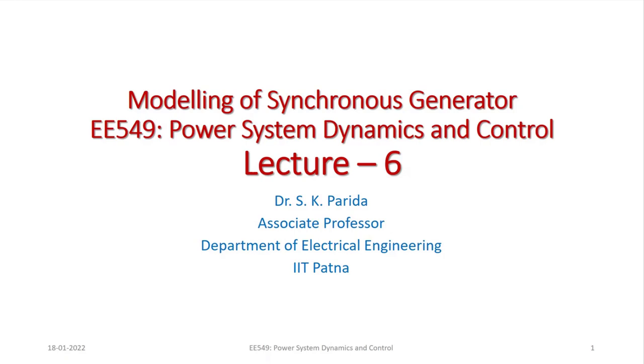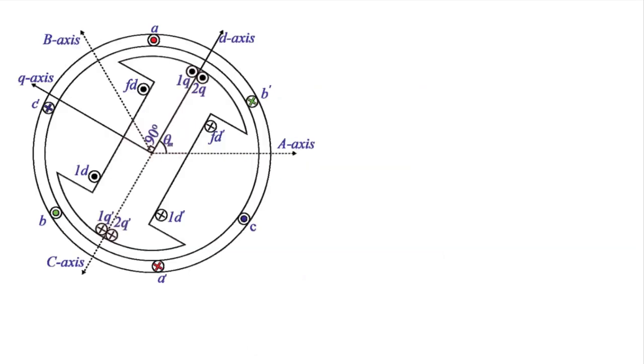So we have considered the 2.2 model of the generator, right? So this is your 2.2 model. In this model, we have considered in the D axis FD and 1D, that is the field winding and one damper winding in the D axis, and in the Q axis, we have considered two damper windings, 1Q and 2Q. Okay. This is the Q axis.